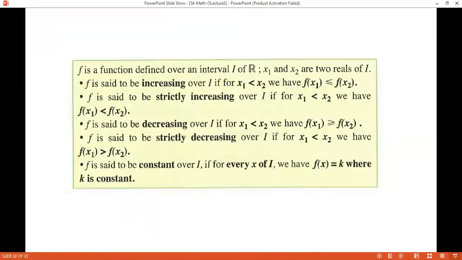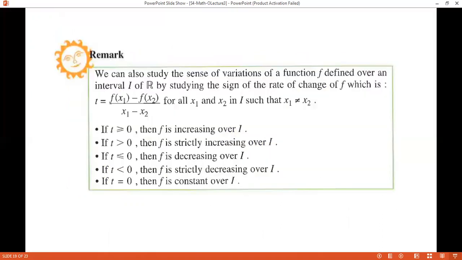So we say that f is said to be increasing if for x1 less than x2, we have f of x1 less than or equal to f of x2. F is said to be strictly increasing if for every x1 less than x2, we have f of x1 less than only f of x2. Okay, now there is another way to say if a function is increasing or decreasing or constant.